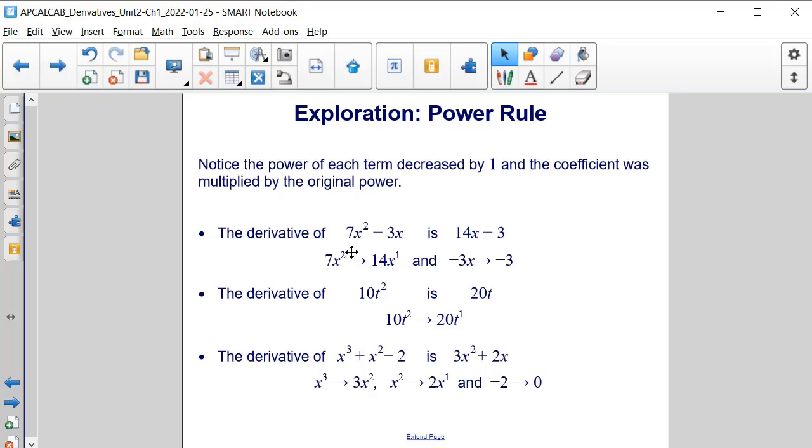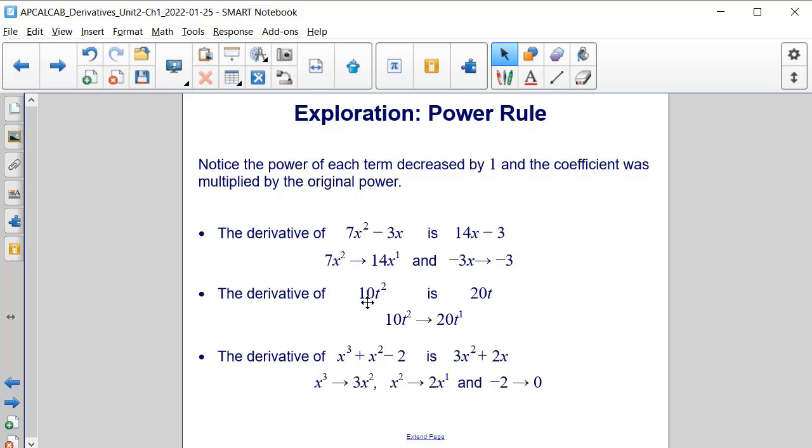Notice the power of each term decreased by 1, and the coefficient was multiplied by the original power to get the new one. So 7x squared became 14x to the first, or 14x, and negative 3x became just negative 3, x to the 0, and anything to the 0 power is 1, so it goes away.